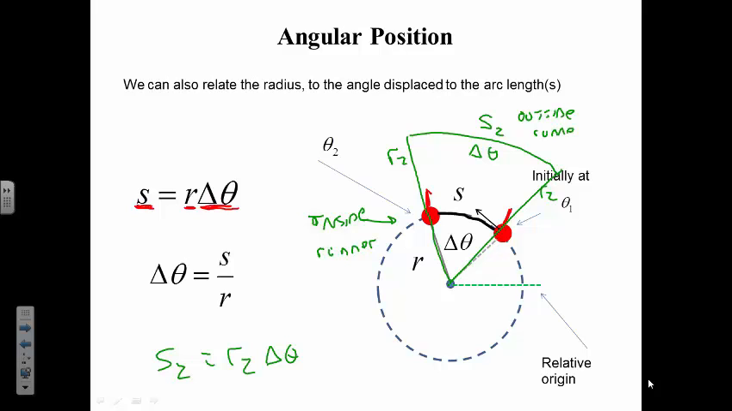Now, if these two people were going to cover the same arc length, let's say the 200 meters going around the curve, well, the runner on the outside lane has to run faster to keep up with the inside lane, because S2 is larger than S, because his radial distance is larger. This is how we calculate. This is our first relation: S is a linear distance, and delta theta is our angular distance. This is how we relate linear to angular. They're related through R.